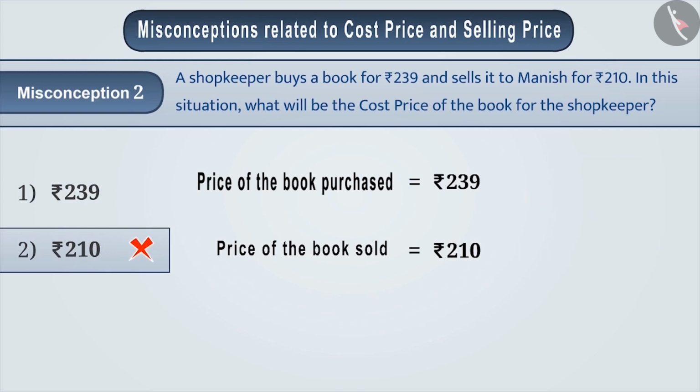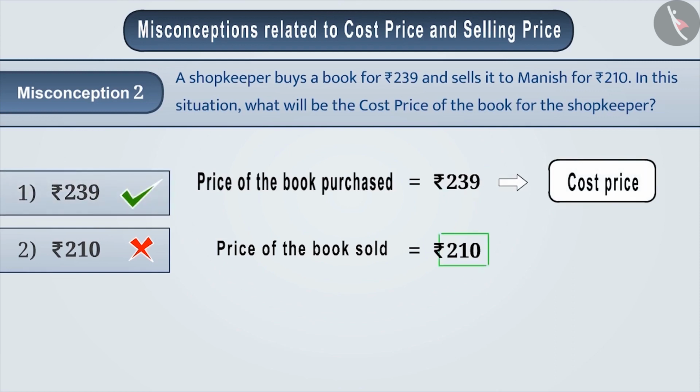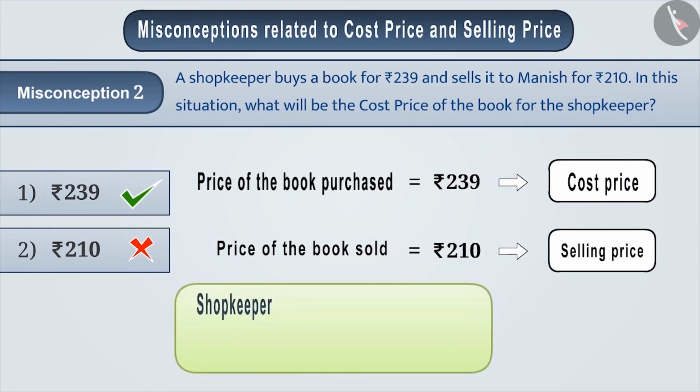The correct understanding is that the price at which the shopkeeper purchases an item is called a cost price, and the price at which he sells an item is called selling price. Along with this, it is also necessary to understand that here rupees 210 is the selling price for the shopkeeper, and since Manish is purchasing the book at this price, 210 is the cost price for Manish.